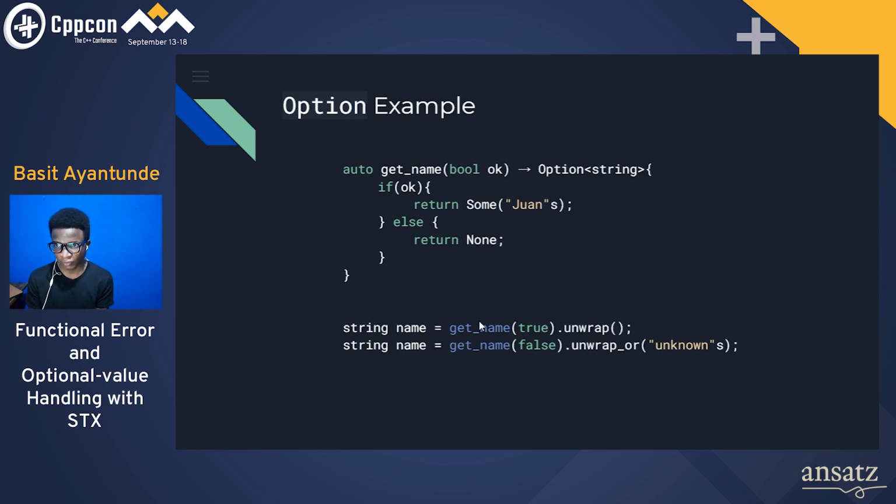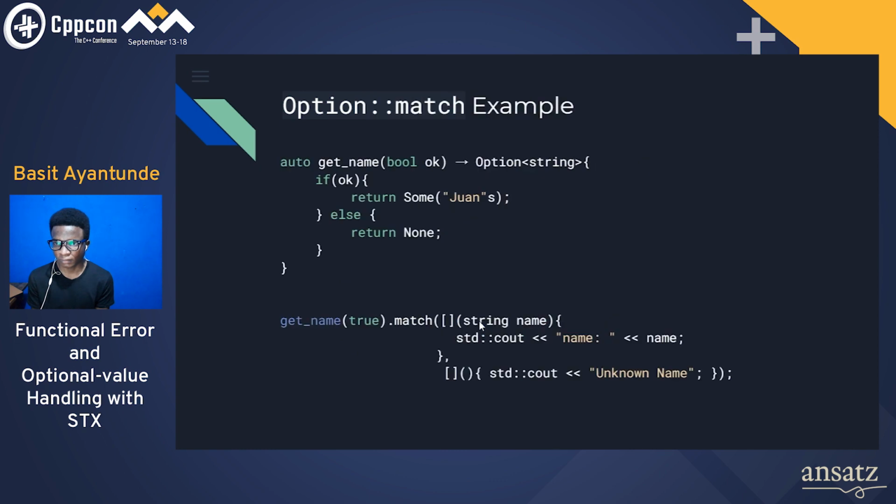To obtain the value from the option, we use the unwrap method call, and to provide an alternate value in case the option is in a non-variant state, we use the unwrap_or method as shown below in the second line. For handling both the scenario where a value might be present or not present, we use the match method as shown below.